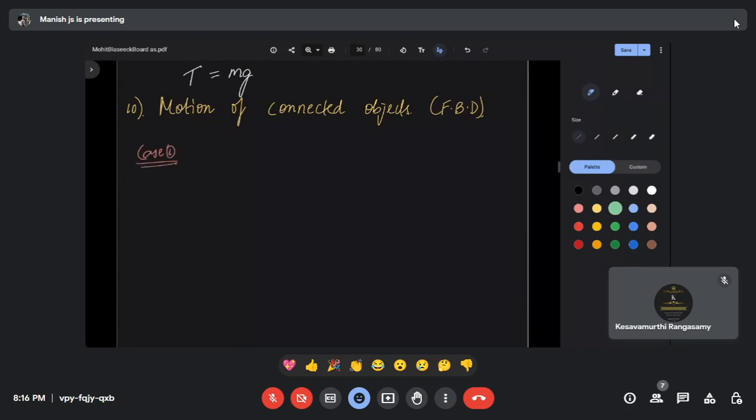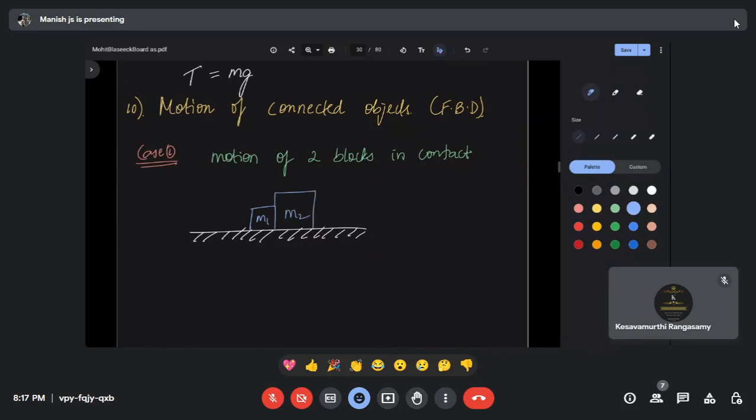So motion of blocks in contact with each other. First we'll see 2 blocks in contact. So this is a ground level, and where we have the blocks connected. Say we have 2 blocks. This is one block, a smaller block, M1, and let me draw another bigger block next to it whose mass is M2. Okay, and I am applying a force like this towards the right. Say the force is F.